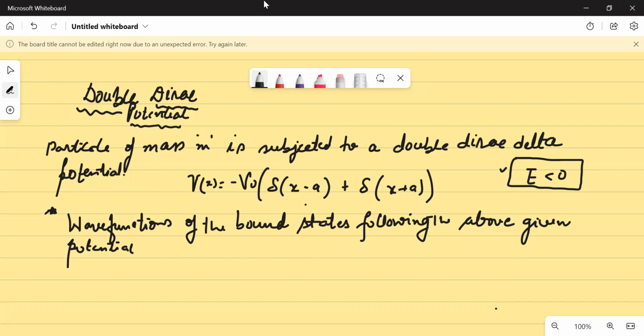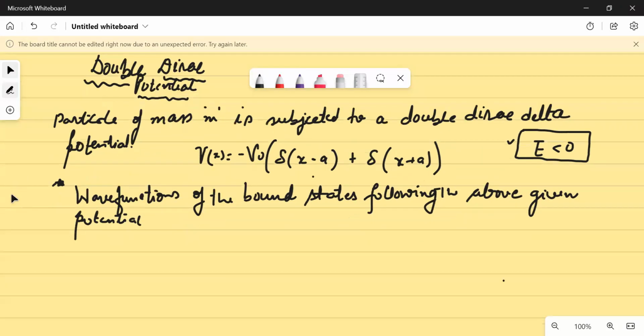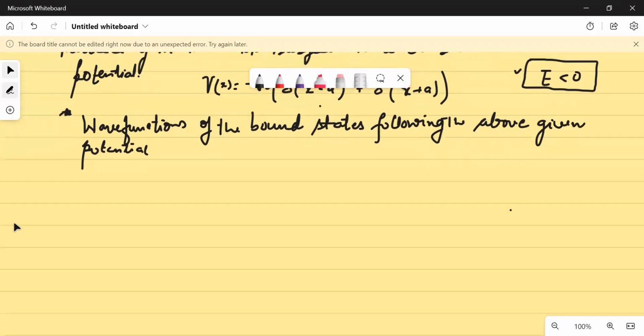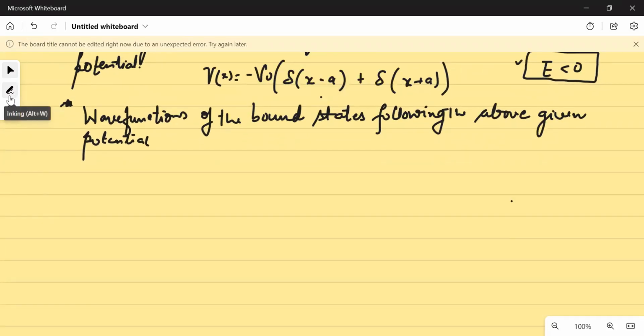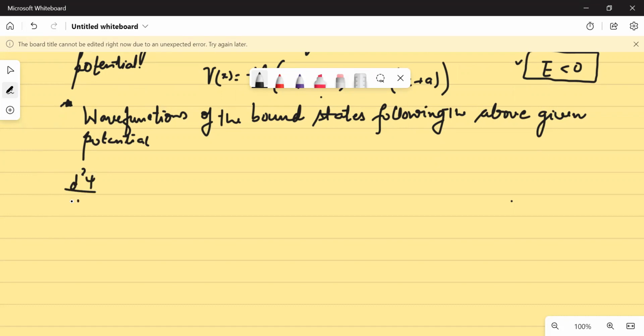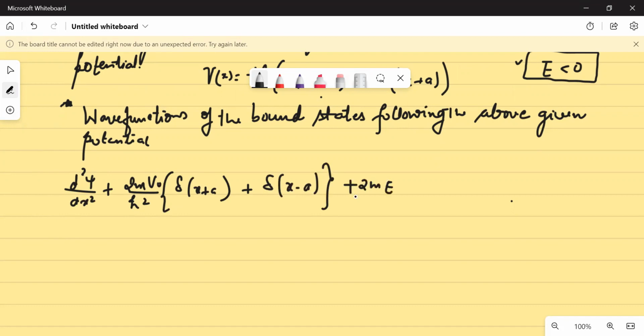Yesterday I almost derived it, but I'm going to derive it all over again today. Whenever we have to solve with a Dirac delta function, we write the Schrodinger equation. So the Schrodinger equation, I'm writing it in one step: d squared psi upon dx squared plus 2m upon h bar squared, then some V naught, delta of x plus a, plus delta of x minus a, times psi of x, plus 2mE upon h bar squared psi of x equals 0. Okay, so this was it.